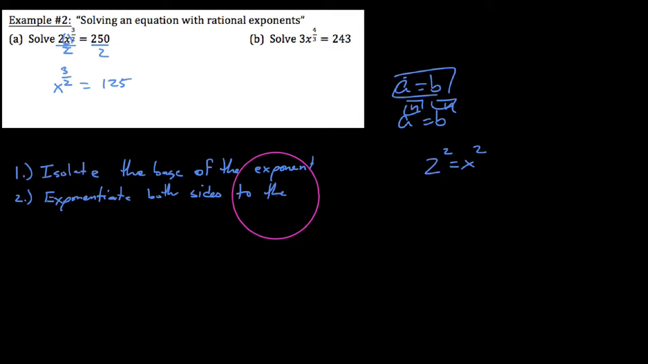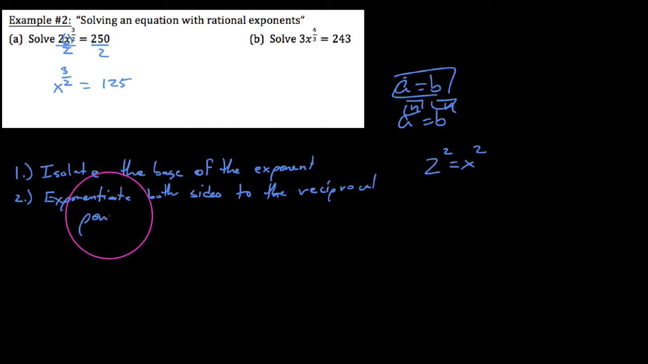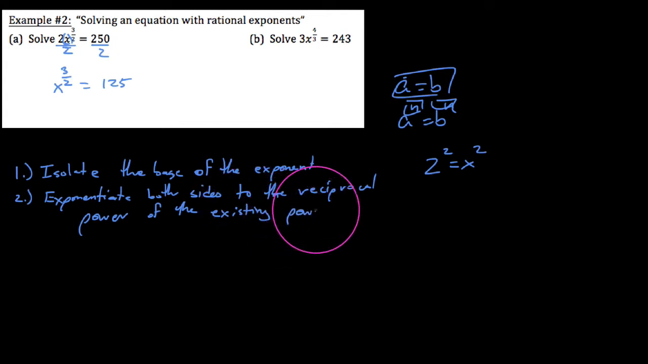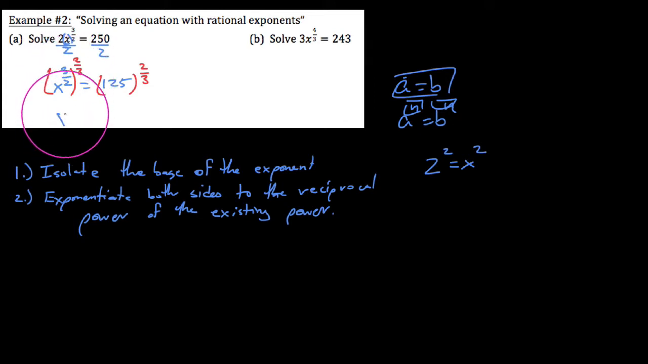to the reciprocal power of the existing power. Essentially, the power to a power property says that if you raise a power to another power, you can just multiply the exponents. And we also know that anything times its reciprocal is 1. So what we're really trying to do is get x to the first, or just x. So x is equal to 125 to the 2/3 power.